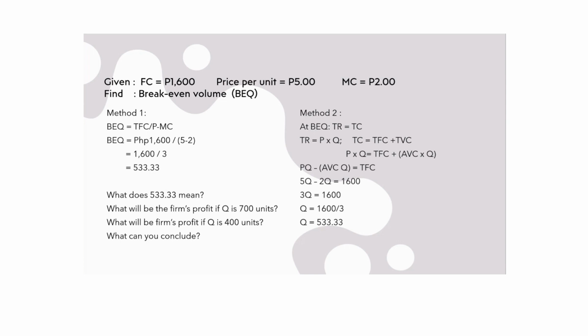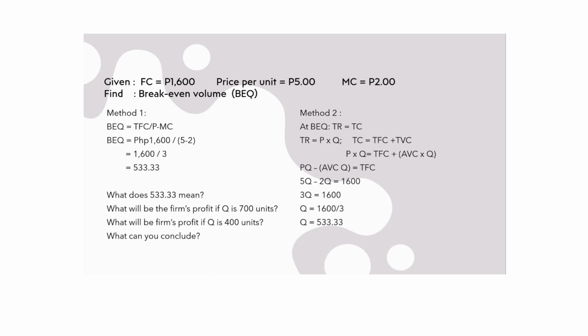The loss will be the equivalent of the difference between 533 and 400, but multiplied by the contribution margin, but it's going to be a negative value. So that will be losses. We can find the break-even output level using a different method.